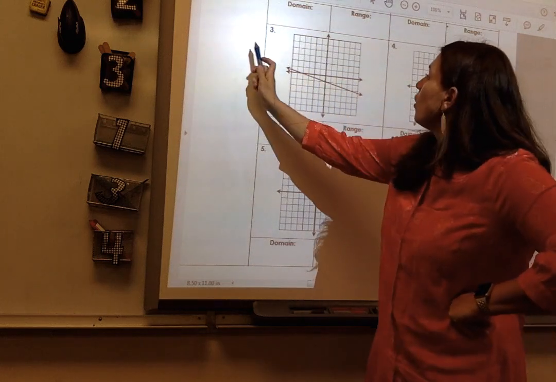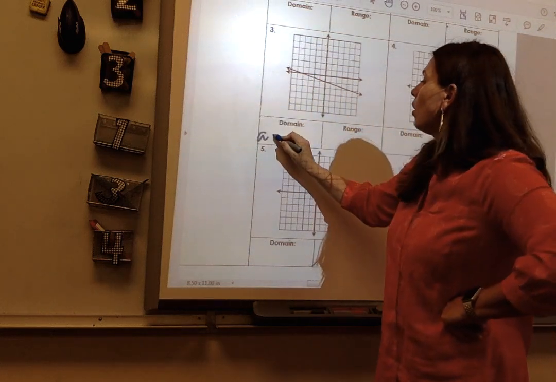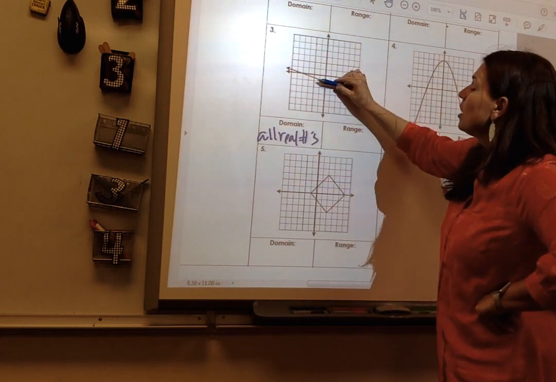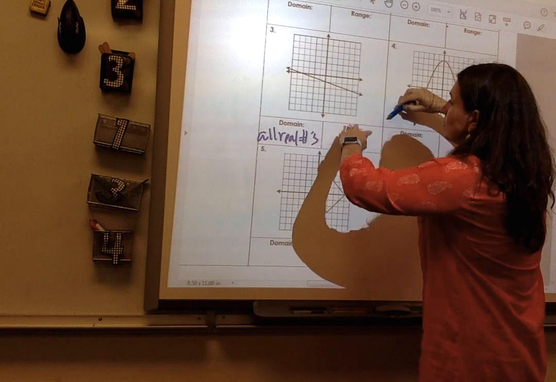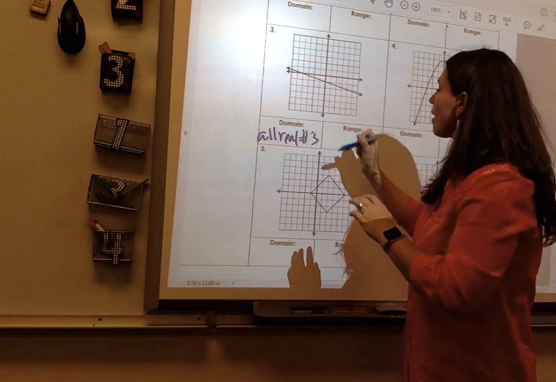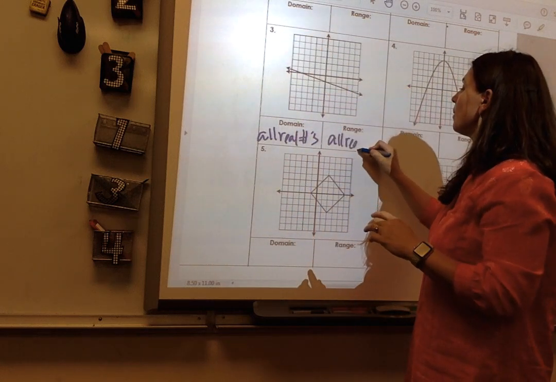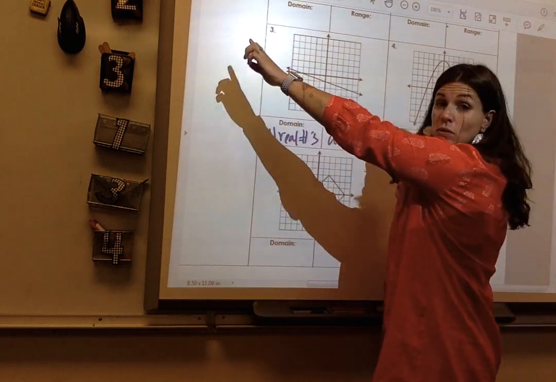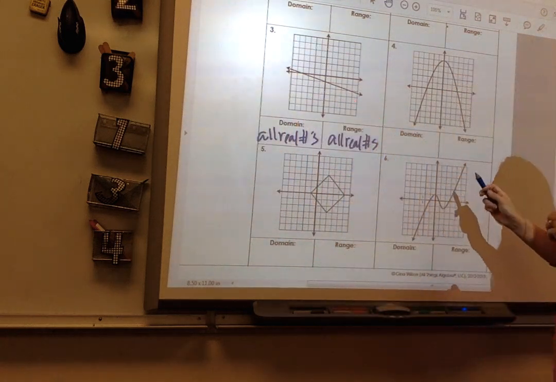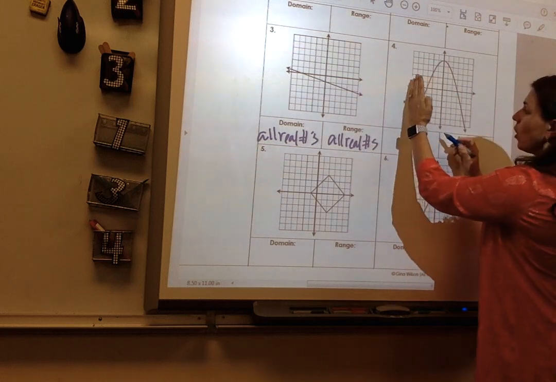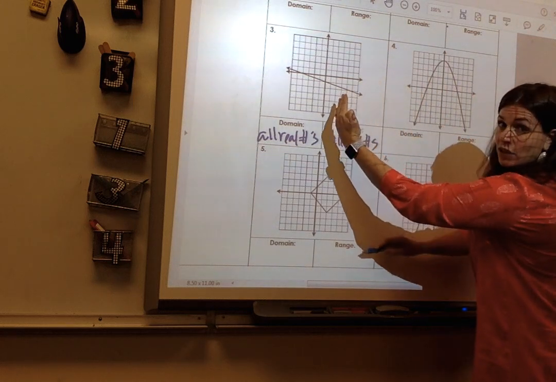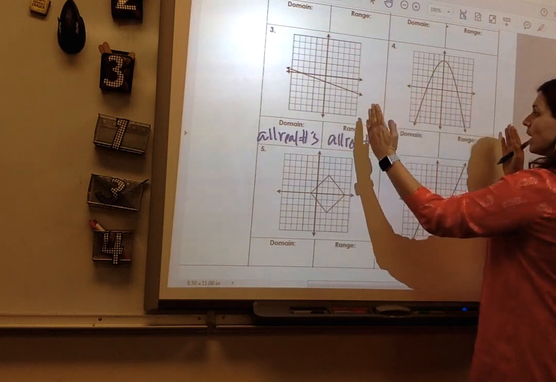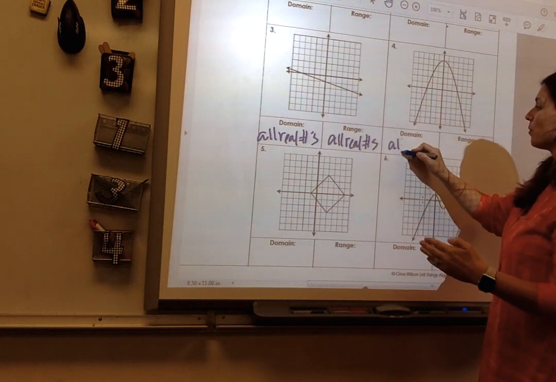So number 3, all the way left, all the way right, all real numbers. My range, if it went all the way down, and it's going to go all the way up, so it's all real numbers. So domain and range are both all real numbers. Those arrows mean it goes on forever. If I look over here, my domain, if I went all the way left, this line is going to continue down, but it goes out. So my domain is all real numbers.